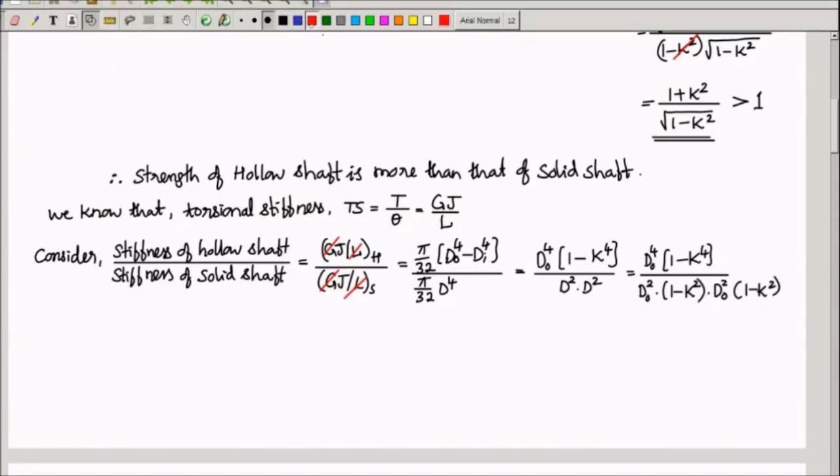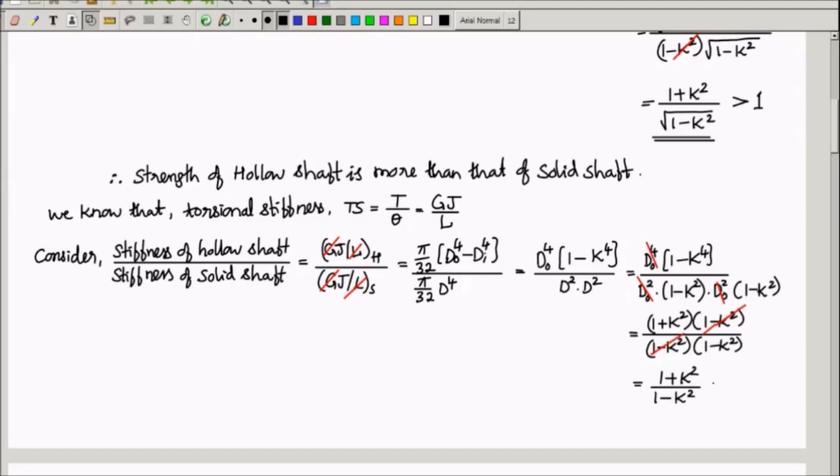Now I can cancel this d naught power 4, d naught square, d naught square. This can be cancelled. And the numerator is in the a square minus b square format. I can expand it. And one of the terms, 1 minus k square, will be cancelled. It will be 1 plus k square into 1 minus k square. The denominator is 1 minus k square, 1 minus k square. So this term can be cancelled, and the remaining is 1 plus k square divided by 1 minus k square.